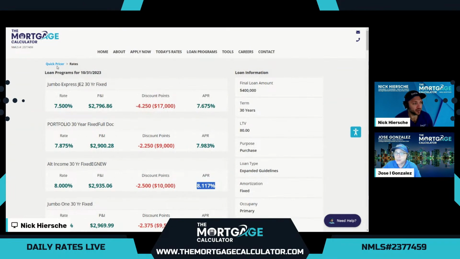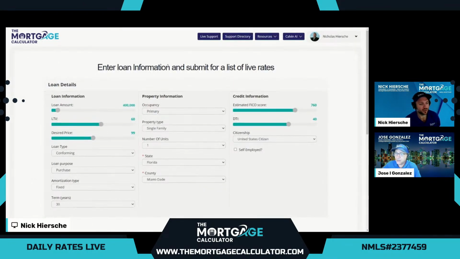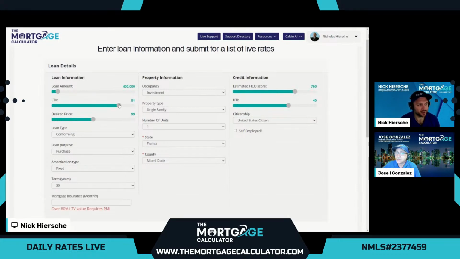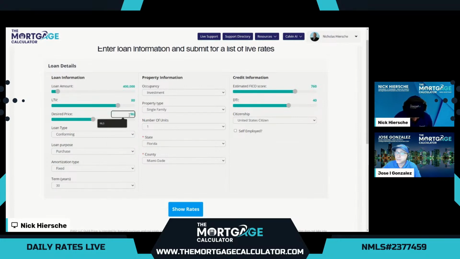And now let's go back to the pricer. For our final couple demos, we always do investment properties. So whether you're a first-time investor or seasoned investor, we love to have some options for you. We'll set up the same scenario, 80% loan, 20% down payment. And we'll look at the lowest possible rate we can get on an investment property here.